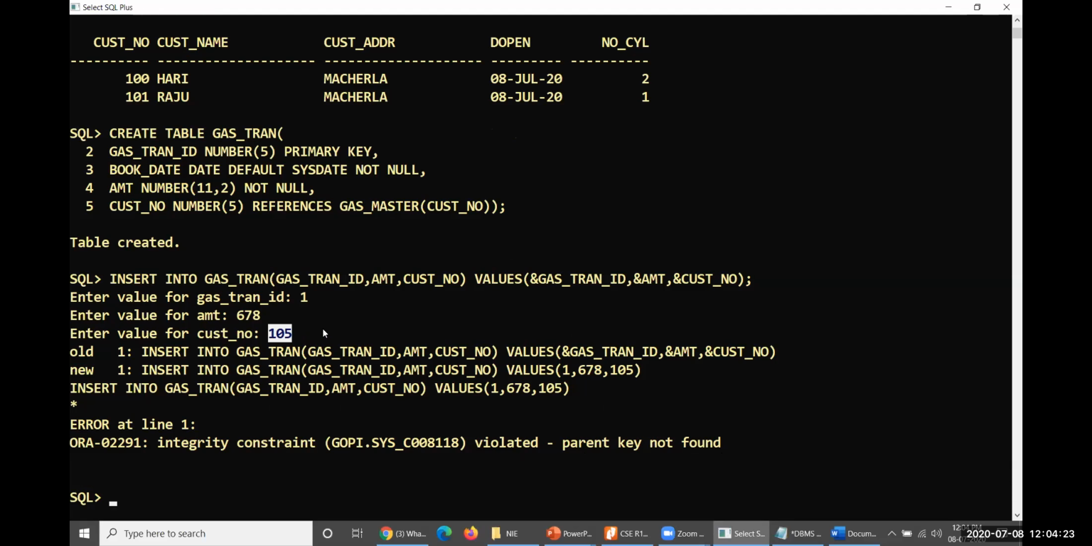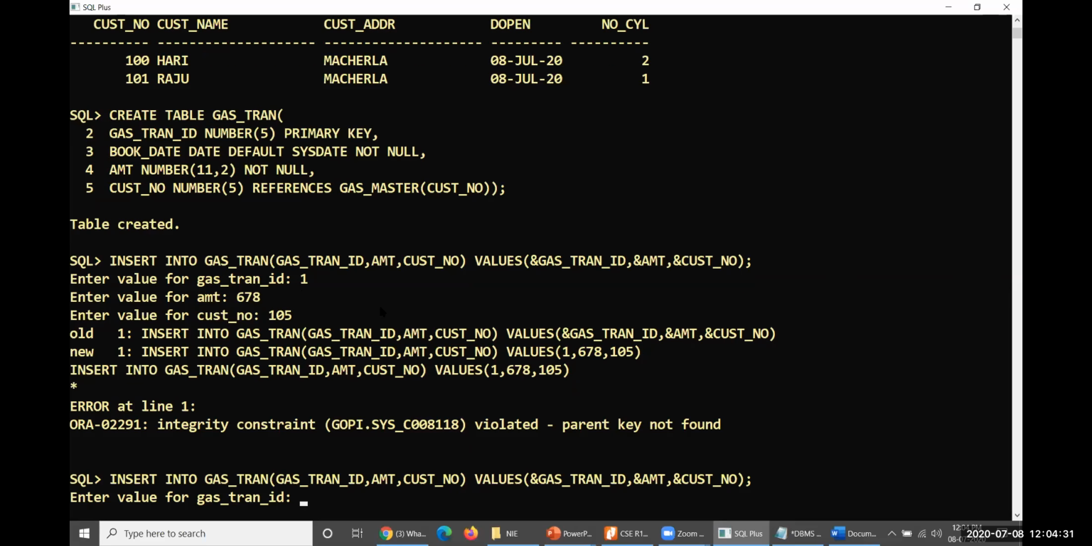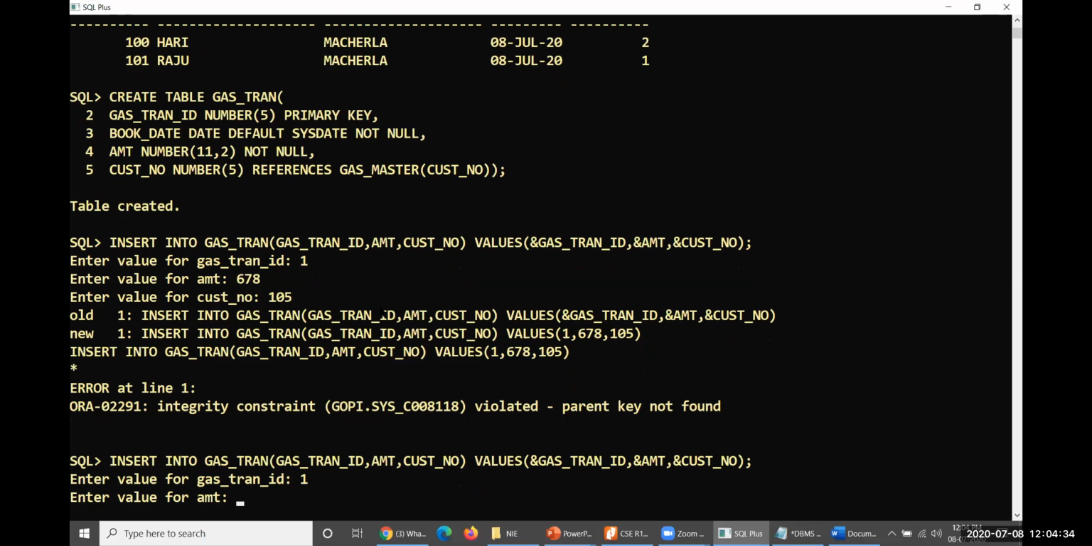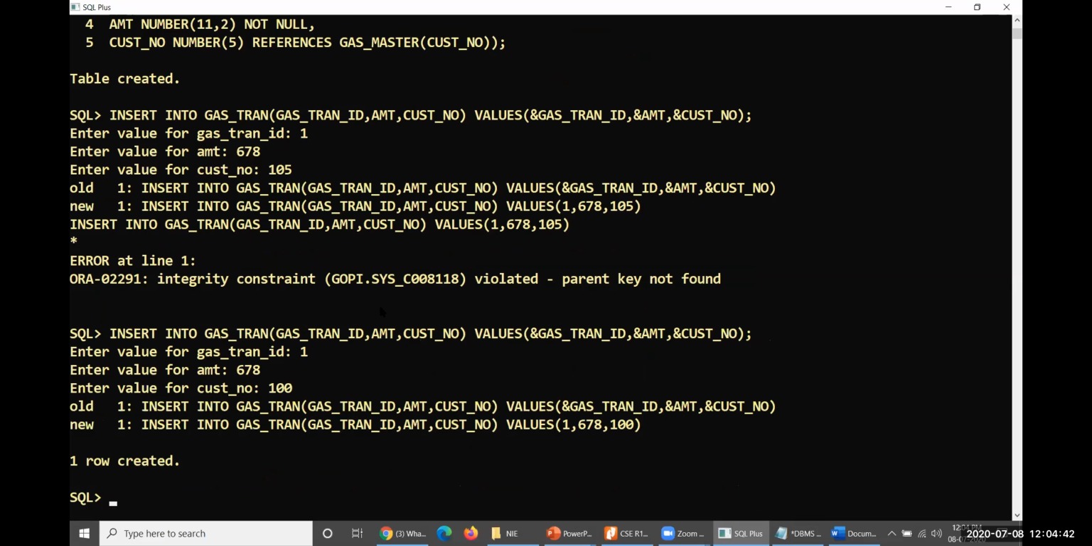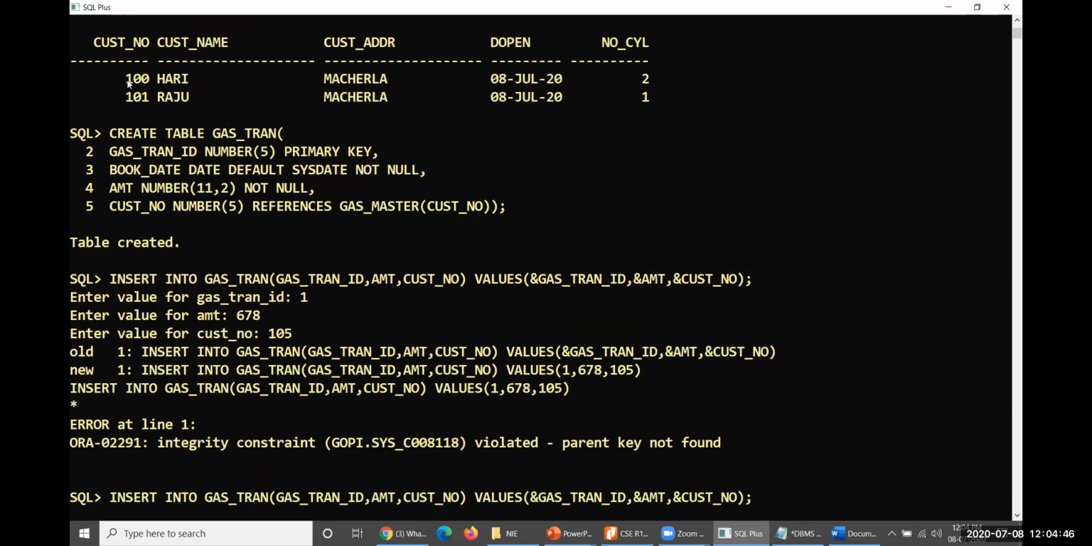Such kind of tables will be considered as weak tables or weak entities. While you are trying to enter data here, look at this. Let me enter some more data. Number 1 again, the amount will be 678 rupees again, 100. Yes, 100 is available with the parent, so therefore it has been created. Because it is always referring to its parent, whether the customer number exists with the parent or not. If it exists, then it is allowed.